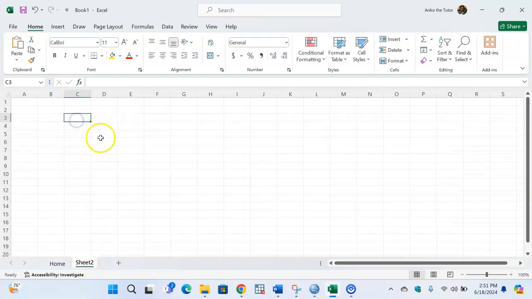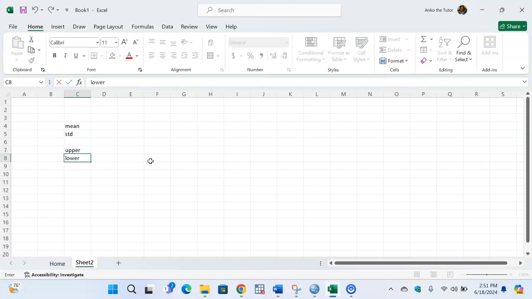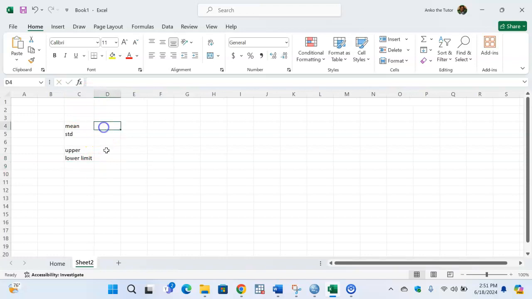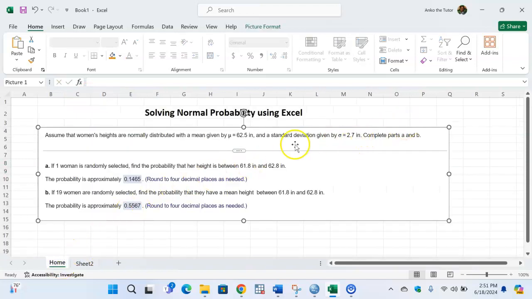So the first thing you need to do, you need to write mean and then STD, in short form for standard deviation. Then upper limit and then lower limit. Then, so our mean is what? Our mean is 62.5, standard deviation is 2.7.